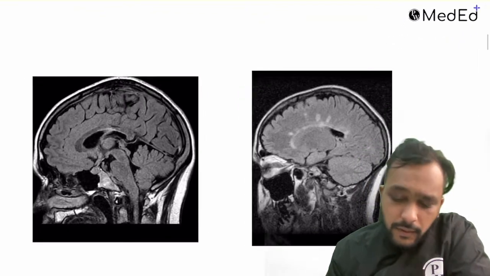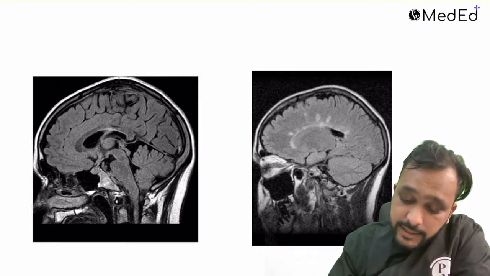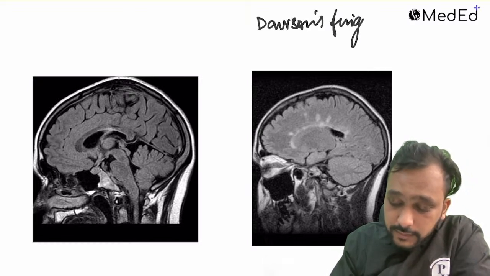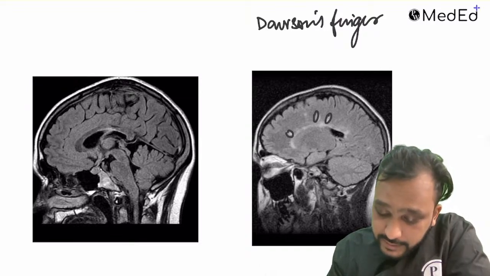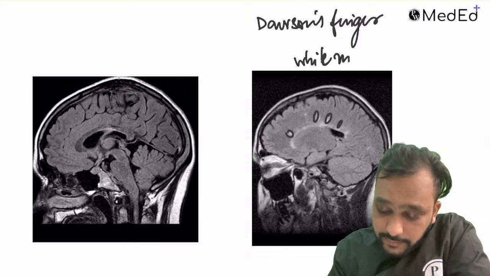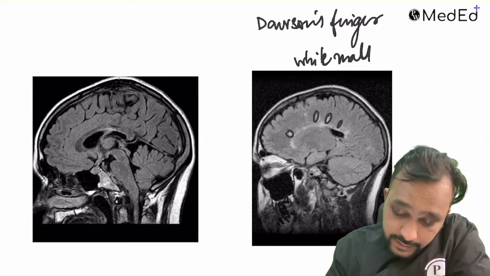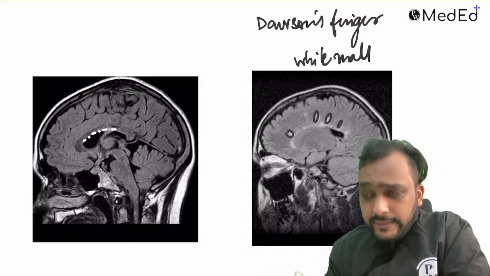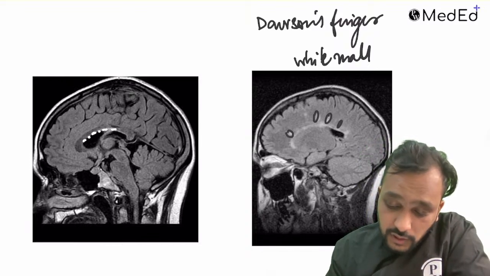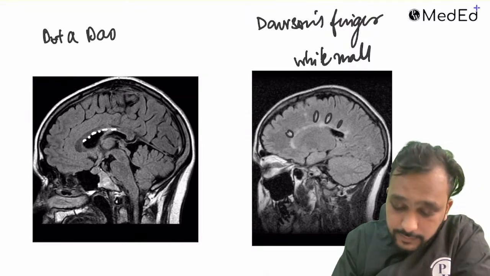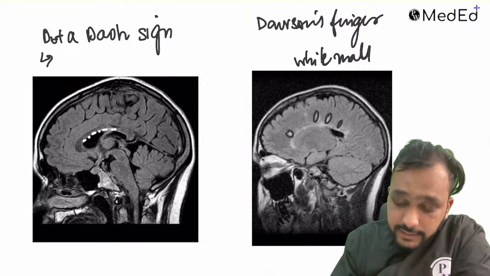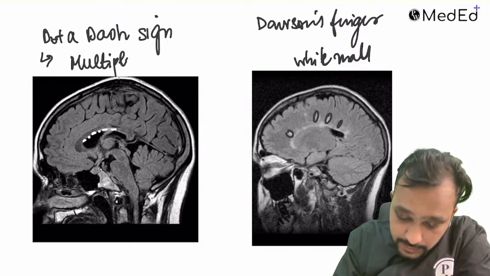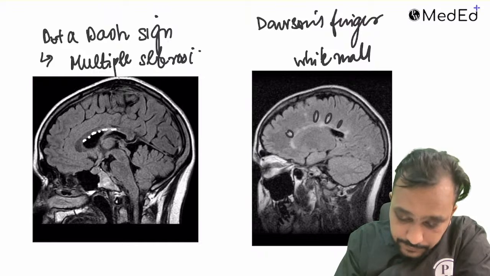Now these are other important signs commonly asked in the MCQs. The second is the Dawson's fingers. These are FLAIR images, and on the FLAIR images we can see finger-shaped perpendicular hyperintensities within the white matter. And in these images we can see hyperintensity in the form of dot and dash within the roof of the lateral ventricle. So Dawson's fingers and dot and dash sign is seen in a patient with multiple sclerosis. Right? Is that clear?